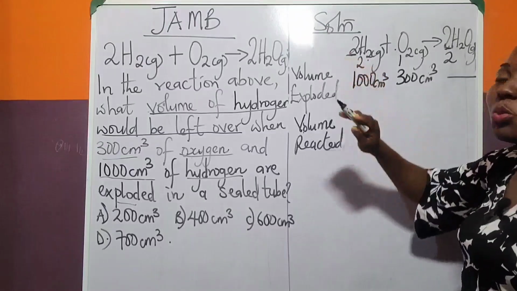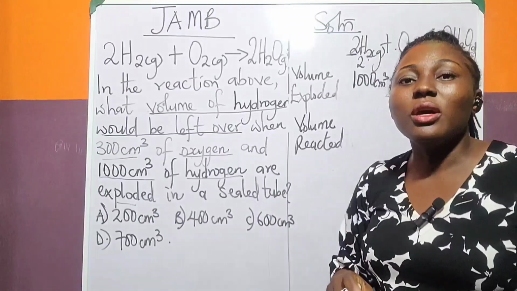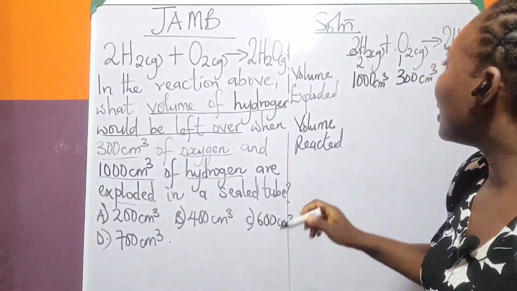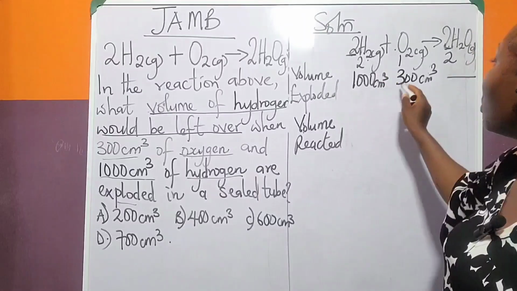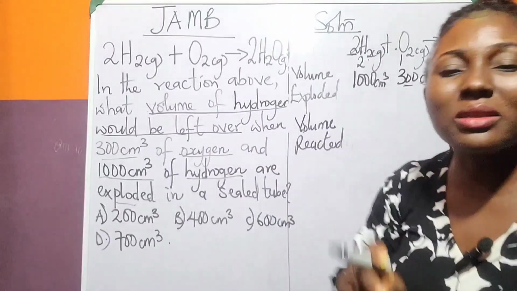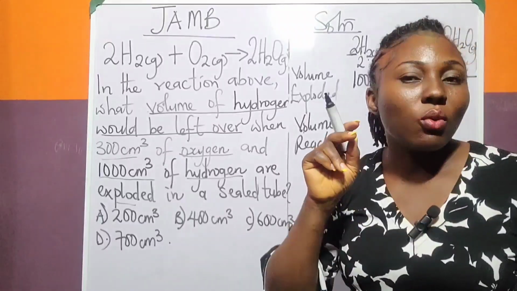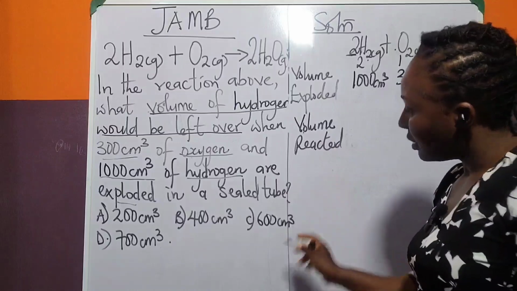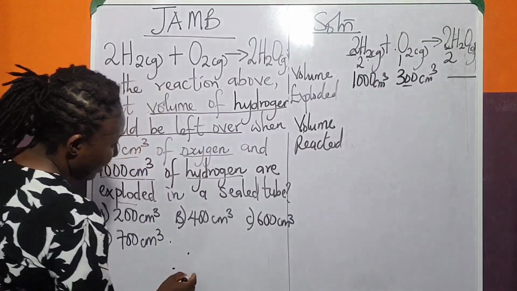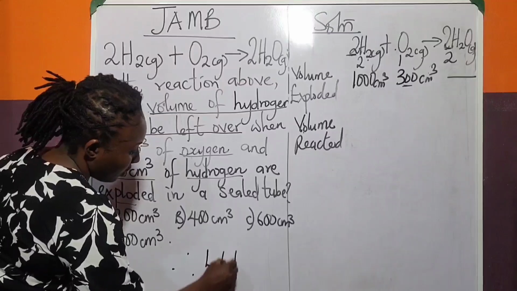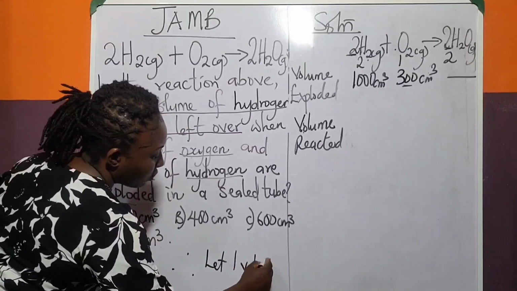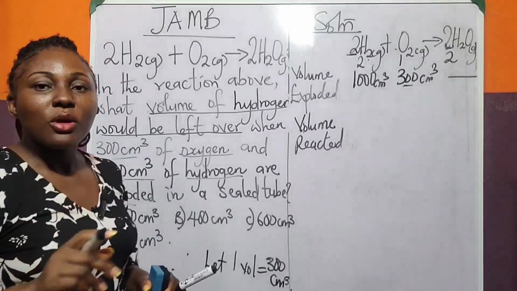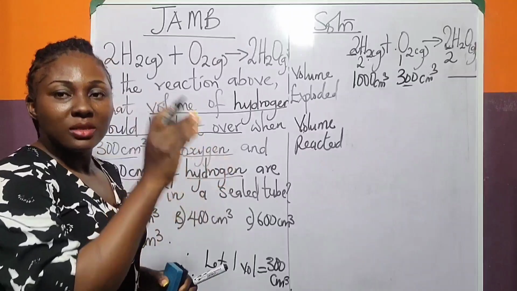So since I'm equating the moles to volume, the next thing I have to do is to check for the smallest volume that was provided. And if I check here, the smallest volume that was provided was 300. So I will equate this 300 to 1 volume. Then I will say by the side, let 1 volume be equal to 300 cm cube. So anywhere I see 1 volume, it will be equivalent to 300 cm cube.